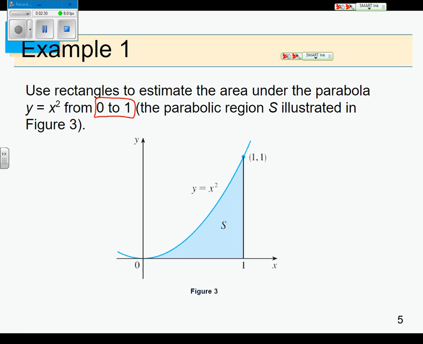Now, first thing we have to do is establish how many rectangles we want to use in order to do this. I'm going to use 4 rectangles on this. I think that'll be good. And so my first order of business is going to be to divide up this area underneath the curve using 4 rectangles.